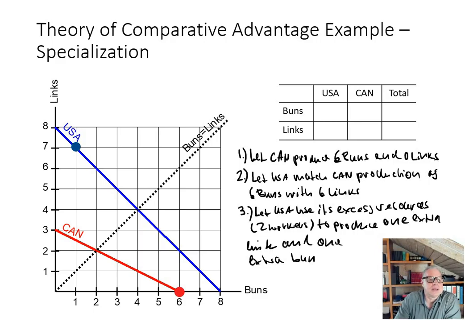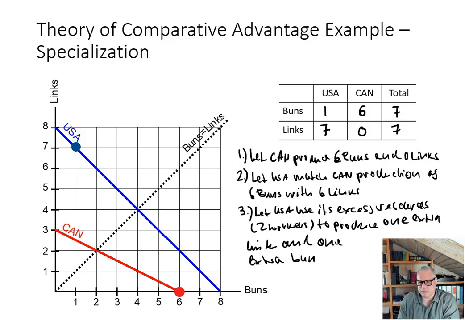Okay, let's fill out that table. So the United States, we said, produces 1 bun, which is here, and 7 links. And Canada produces 6 buns and no links. And now we see we have a total of 7 buns and 7 links, which is the resources that we have now available in order to produce 7 hot dogs. And if you remember, under autarky, the countries could only produce 6 hot dogs. But now through specialization, we have the option to produce 7 hot dogs. But now we need to trade. And how do we trade? That is something I will discuss in the next video.